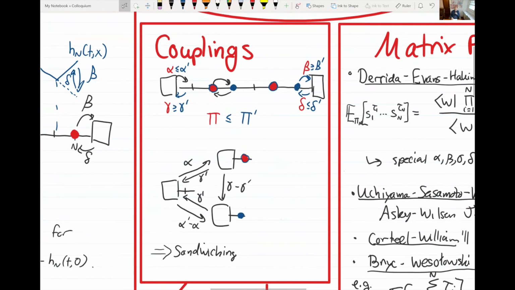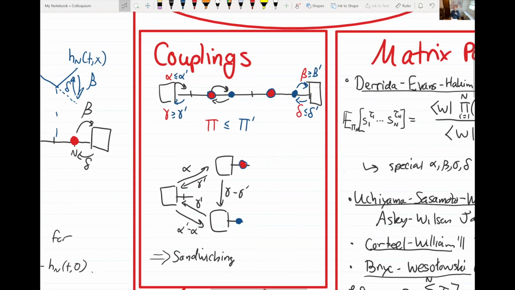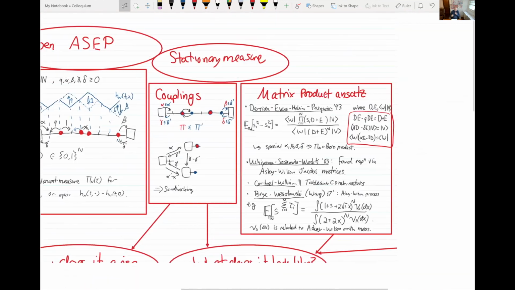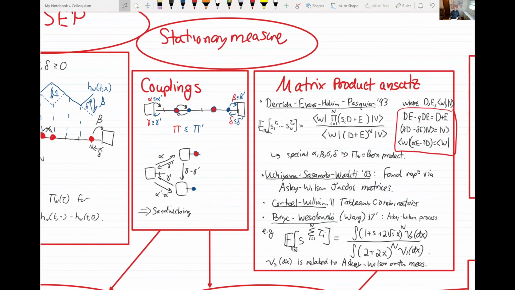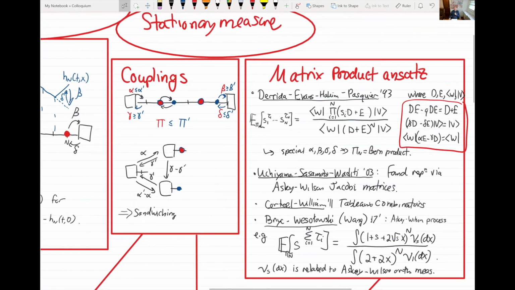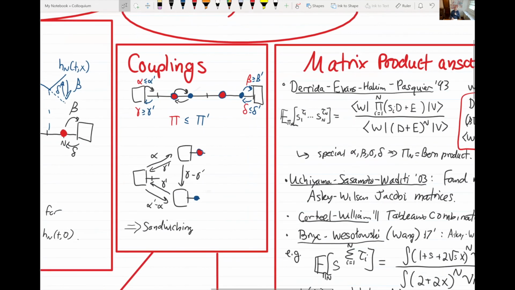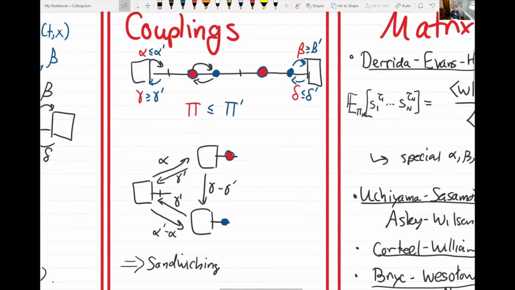So the first thing I want to say, there are two things I'll tell you, and I'll be brief on each one. You can identify the stationary measure using a probabilistic tool and an algebraic tool. The probabilistic tool is something called coupling, and the algebraic tool is something called matrix product ansatz. So the coupling one is very nice, so let me spend a moment on it.